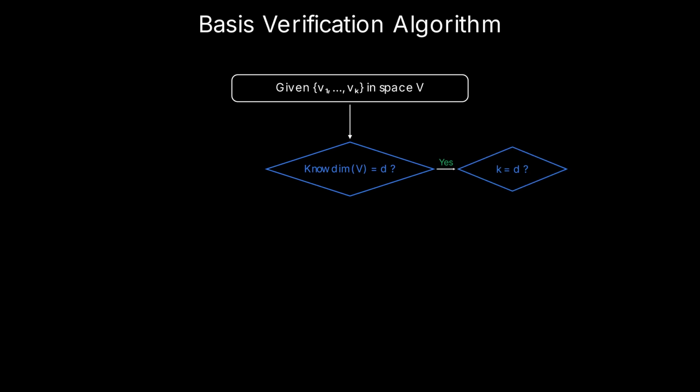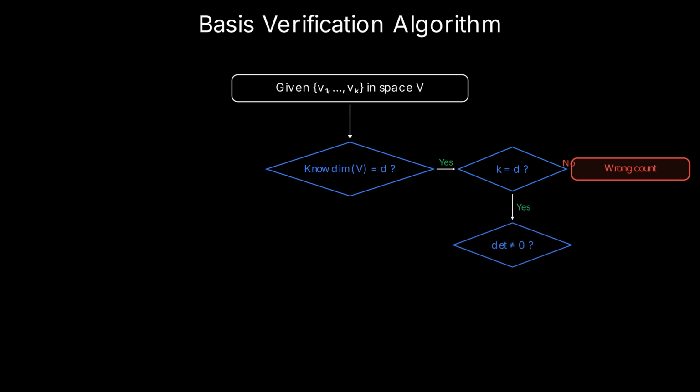Here's your practical algorithm for checking whether a set of vectors forms a basis. Given a set of vectors v1 through vk in some vector space V, here's the flowchart to follow. First, ask yourself, do you already know the dimension D of the space? If yes, count your vectors. If k does not equal D, stop right there. It's not a basis. You have the wrong number of vectors.